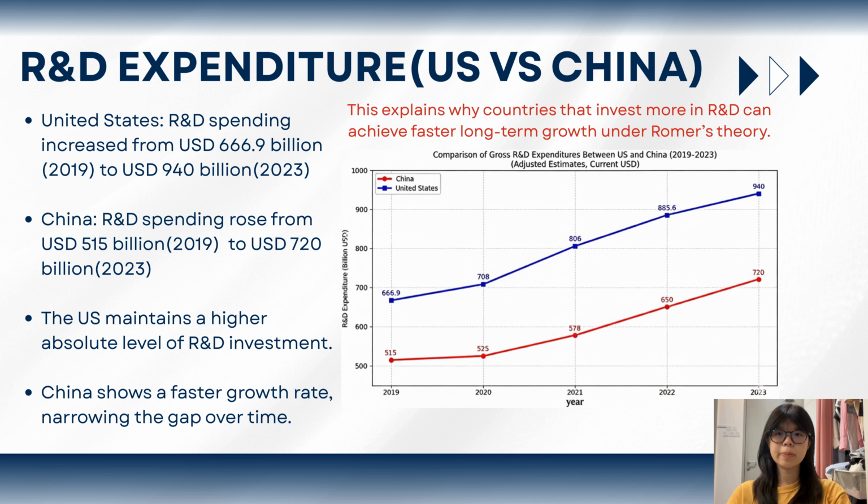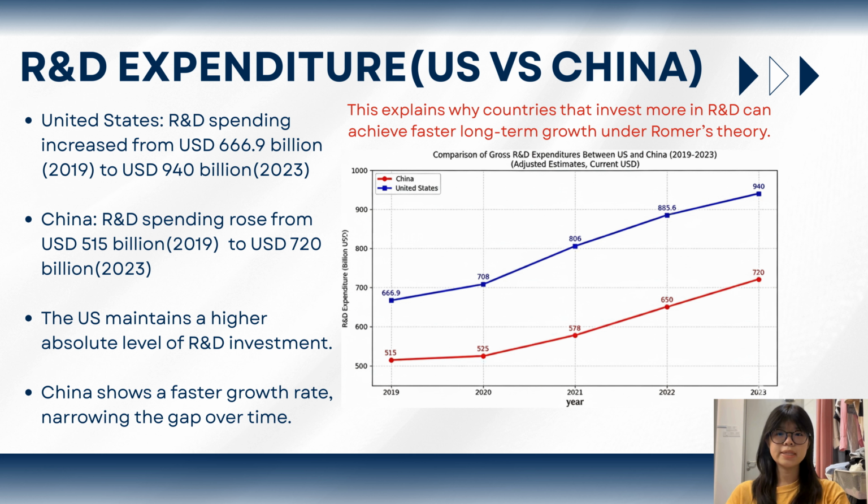This slide shows a comparison of R&D expenditure between the United States and China. First, looking at the United States, R&D spending increased from USD 666.9 billion in 2019 to USD 940 billion in 2023. This shows that the US continues to invest heavily in innovation. For China, R&D spending also increased significantly from USD 515 billion in 2019 to USD 720 billion in 2023.